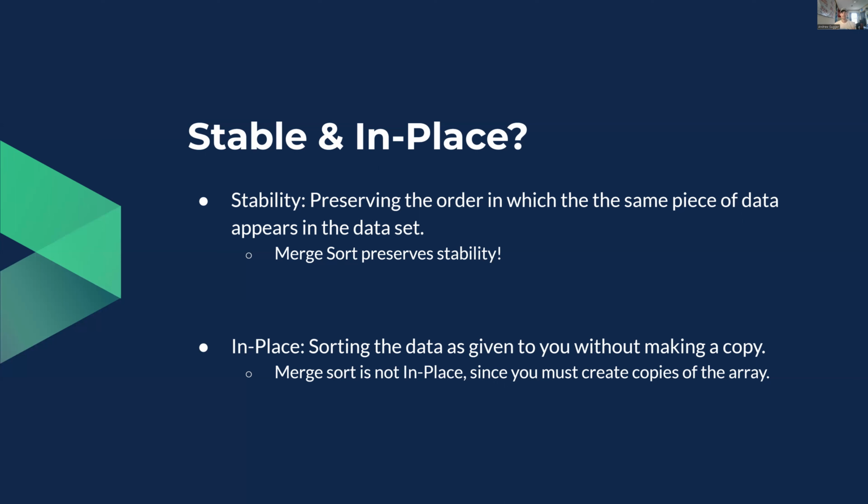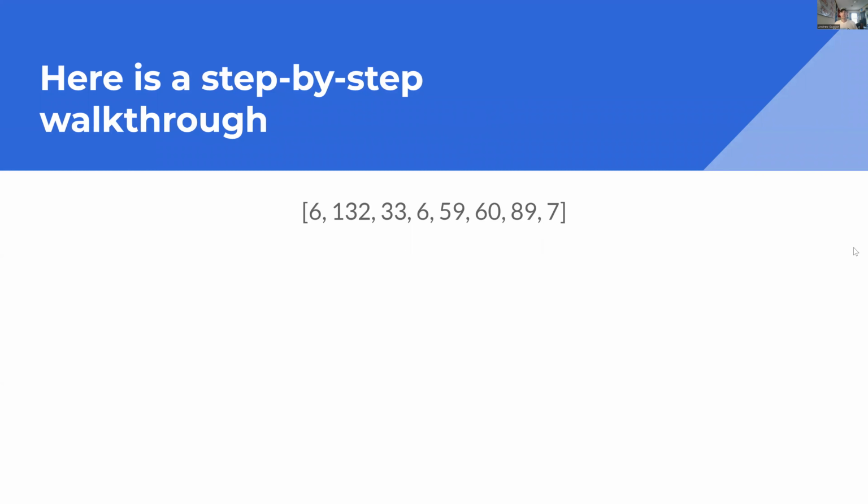And then in place. That just means sorting the data as given to you without making a copy, and not copying individual pieces to check against other pieces within the data set. Merge sort is not in place, since you must create multiple arrays, copies of the array as you go, in different versions. So here's another step-by-step walkthrough.